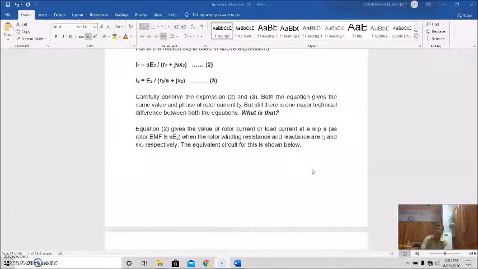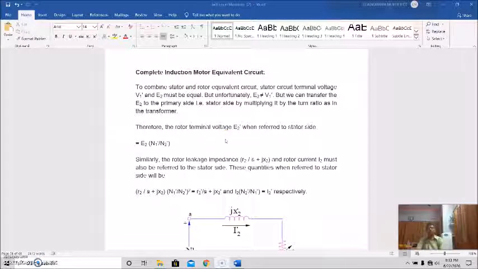We'll combine these two circuit models, the stator circuit model and the rotor circuit model, to get the complete induction motor equivalent circuit. To combine the stator and rotor equivalent circuits, the stator circuit terminal voltage V1 prime and E2, that is the rotor induced voltage at standstill, must be equal. But unfortunately E2 is not equal to V1 prime.